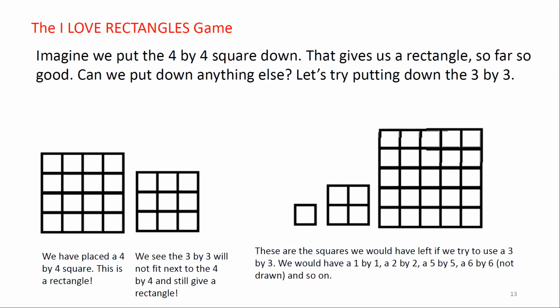Say we try to put down a 3 by 3. Well, the 3 by 3 is not going to be the right size. It's not going to fit. Right. So you can do this with every shape. If you have a 4 by 4, the only thing that you could put down to keep it a rectangle has to have a side of length 4, and none of them are left. Right. A boring game. After one move, it's done.